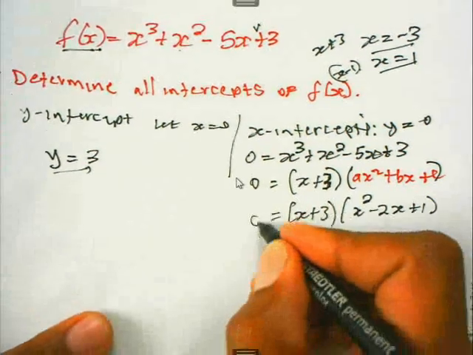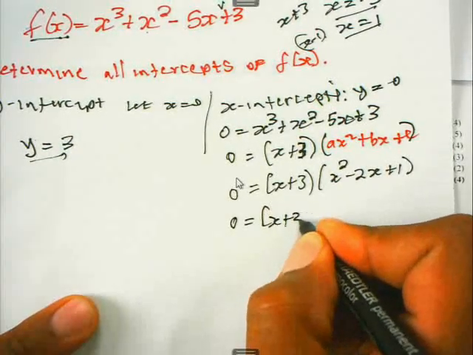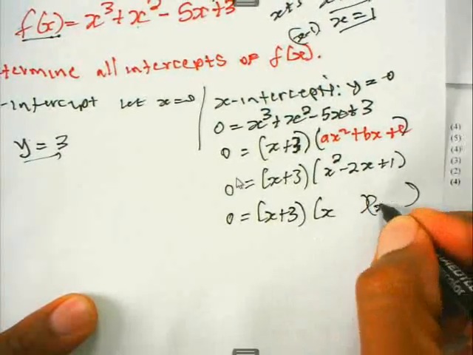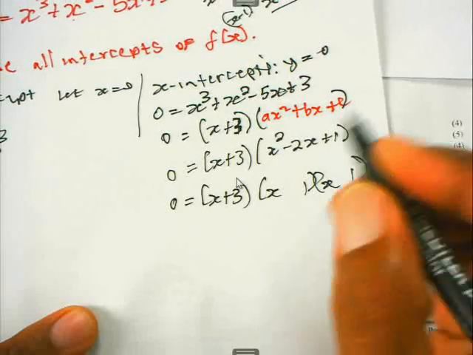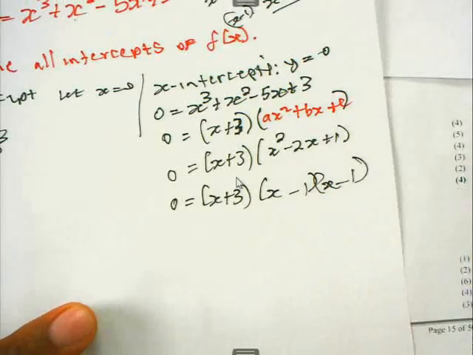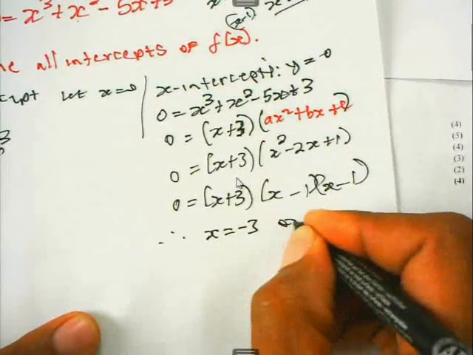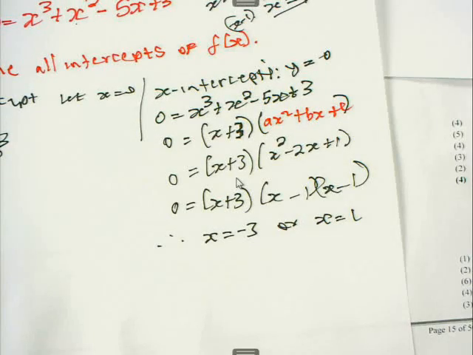Good. And now we have 0 here. And now 0 is equals to, we still have x plus 3. Now we must try to factorize this one. That is x multiplied by x. That's great. Factors of 1 is 1 multiplied by 1. Of course, both of them must be negative because negative times negative will be positive. And now, therefore, we can say x is equals to minus 3 or x is equals to 1.